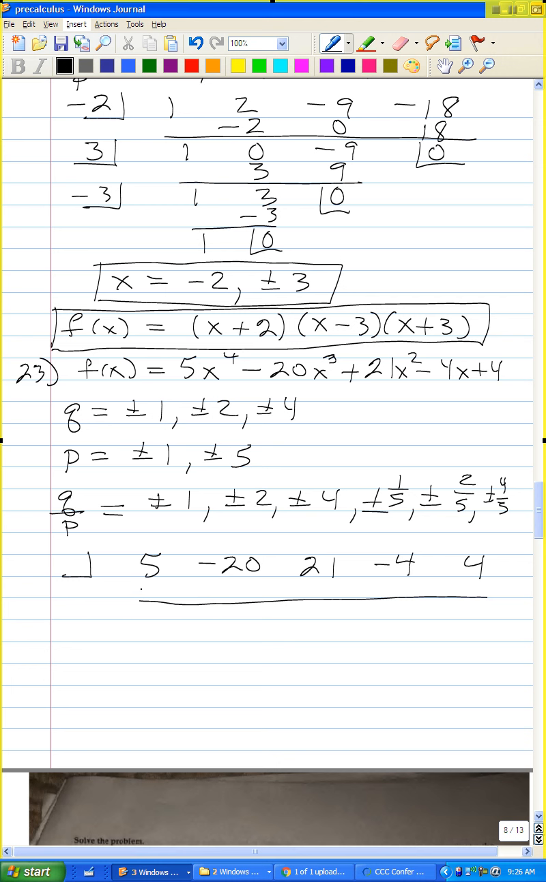So that will give us 2. Let's try 2, see if that works. 5 minus 10 gives you a negative 10. Negative 20 gives you a 1, which gives you a 2, which gives you a negative 2, which gives you a negative 4, which gives you a 0. Okay, so 2 works.